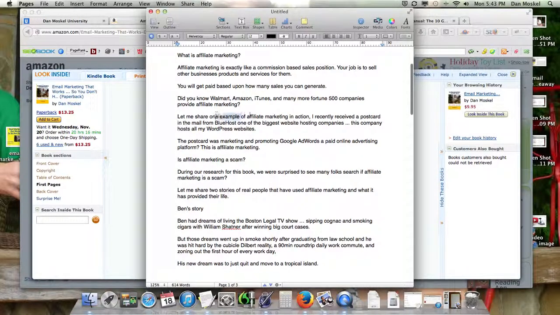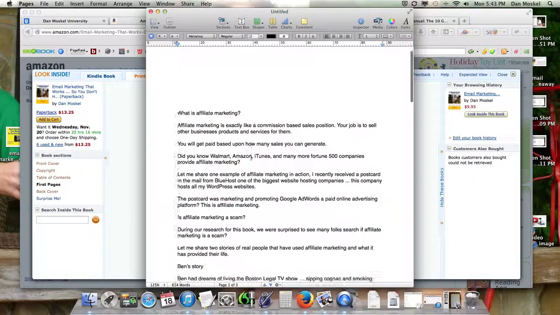We also list an example of affiliate marketing with one of our web hosting companies and them using offline affiliate marketing. They sent us a postcard promoting Google AdWords, a paid online advertising platform. Something that we do recommend, especially if you have a budget for any business. But then we go through and we kind of personalize it.